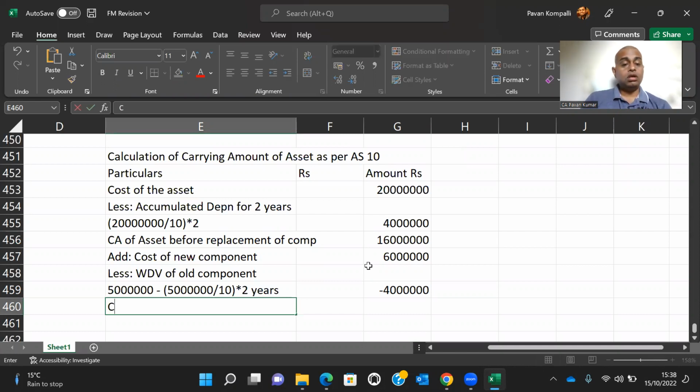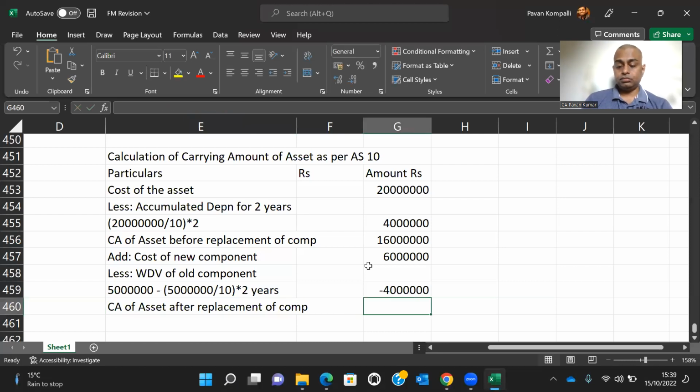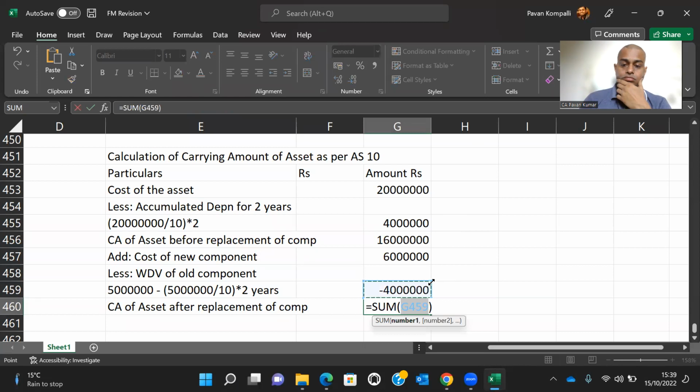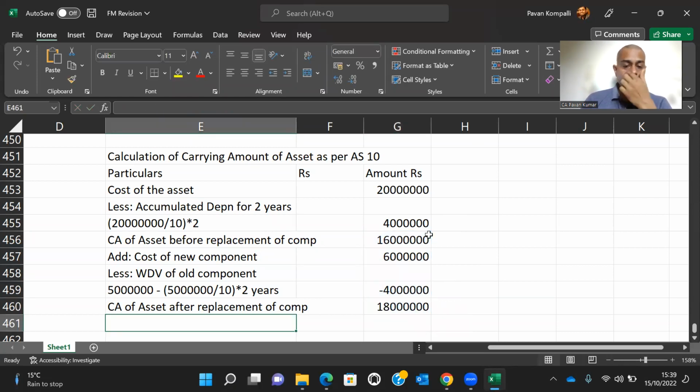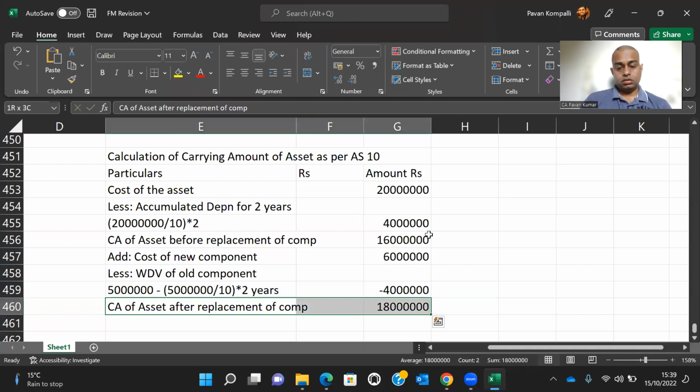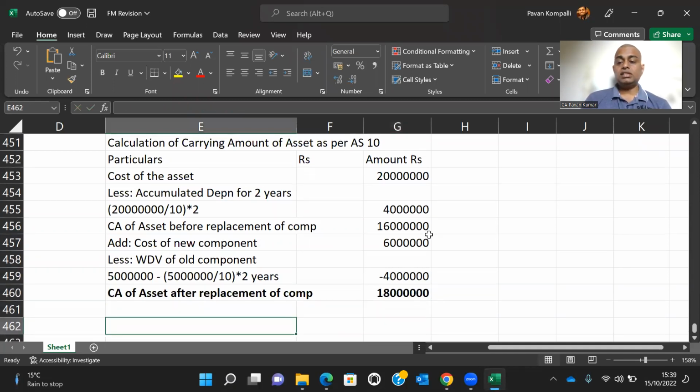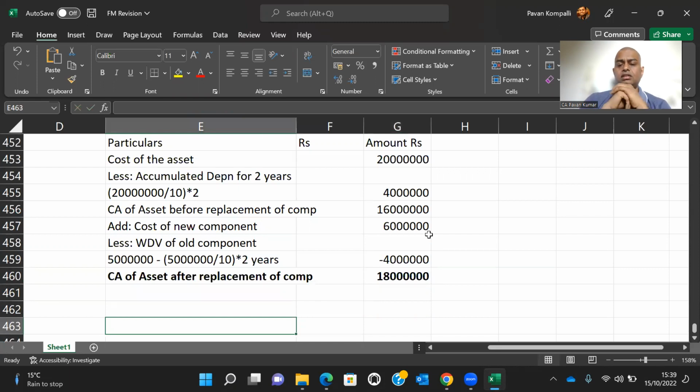Okay, so carrying amount of asset after replacement of component. Can you tell me the answer, please? Hello. This is the answer. 18 lakhs. It is 1 crore 80 lakhs, ma. 180 lakhs. It is not 18 lakhs.